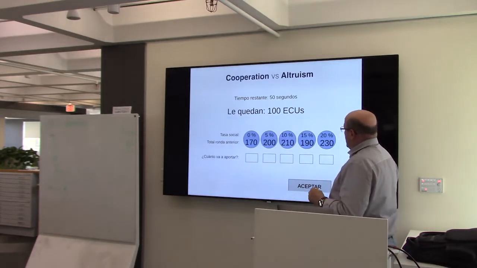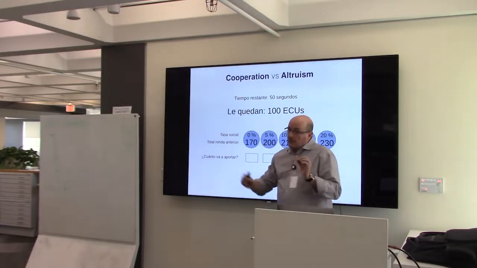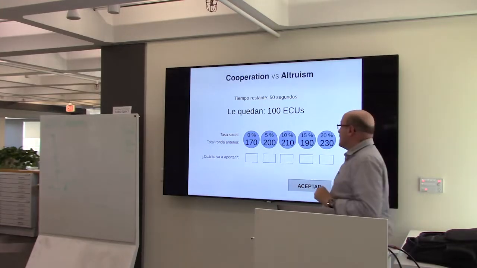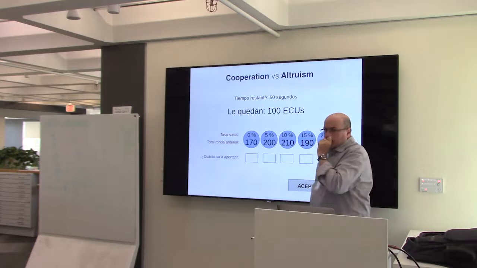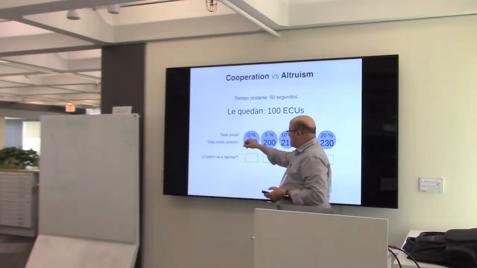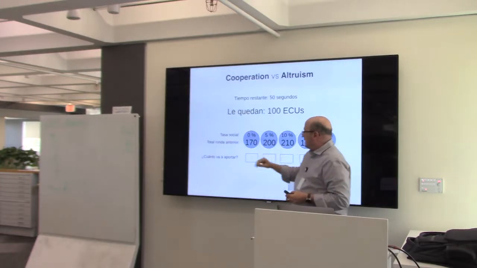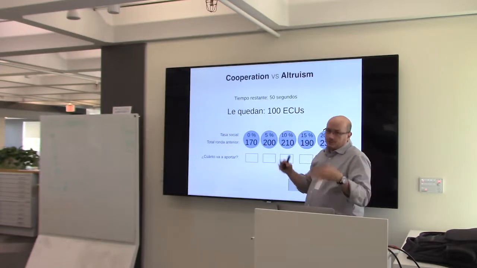And finally, this one is just to address cooperation and altruism. It's not the same to be cooperative as to be altruistic. For that, we designed an experiment. Again, it's a public good, and you can imagine that these are kind of boxes in which you can put your money. You are given 100 monetary units.